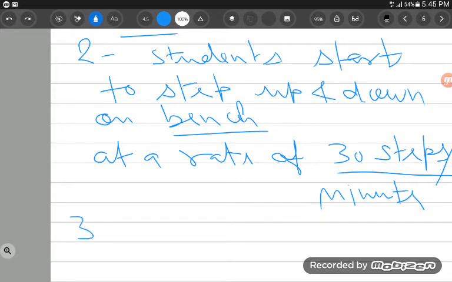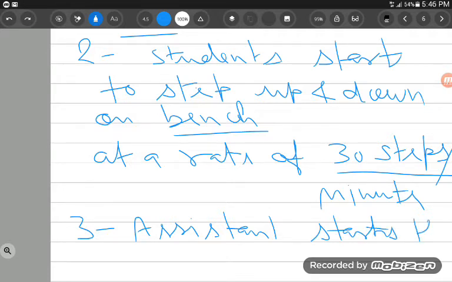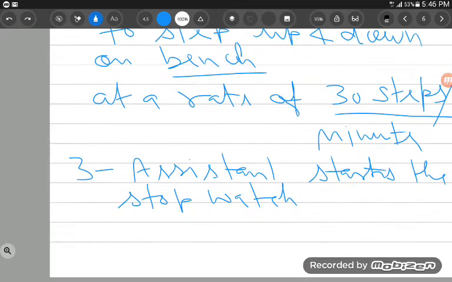Just as your commander or the teacher speaks start or go, the assistant starts the stopwatch. Why? To calculate your timing. And it should be in the same timing.